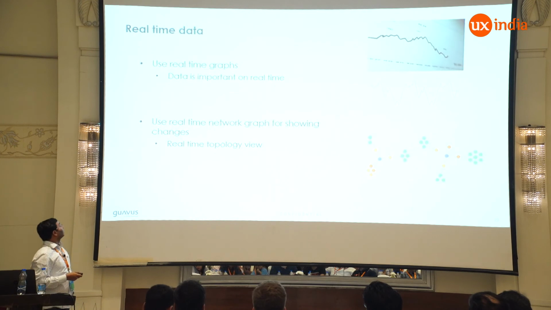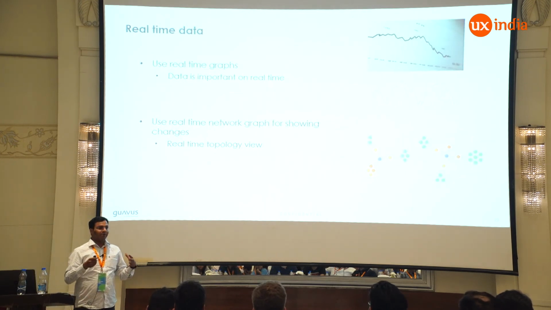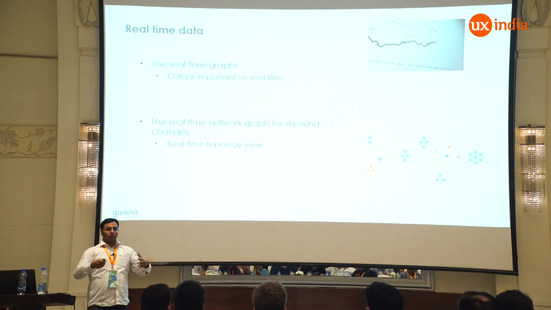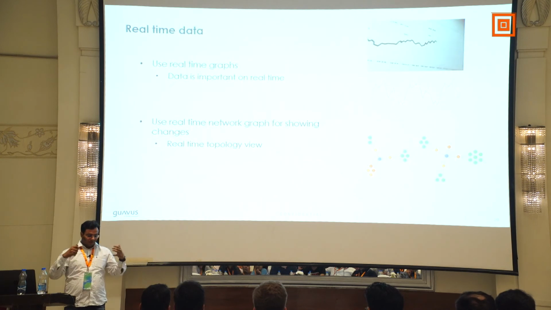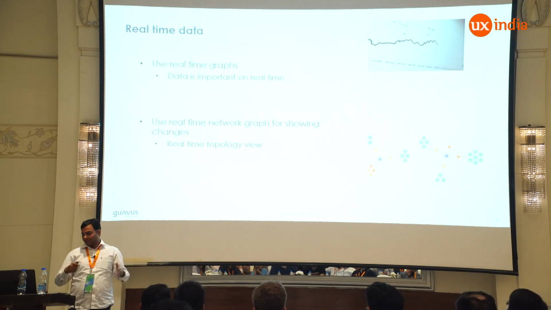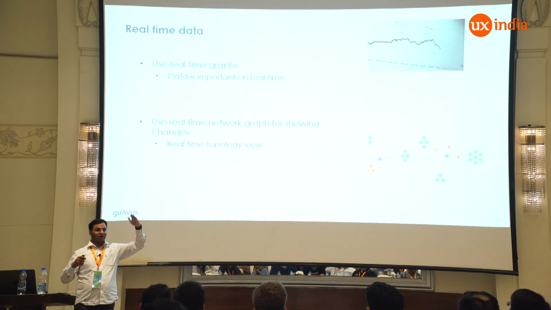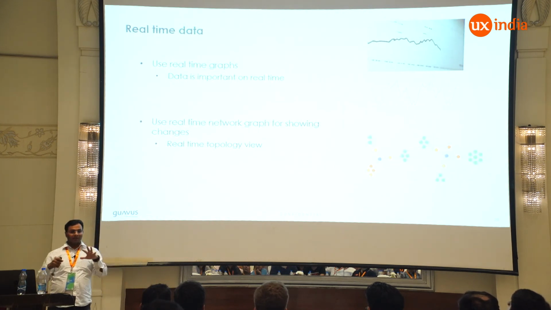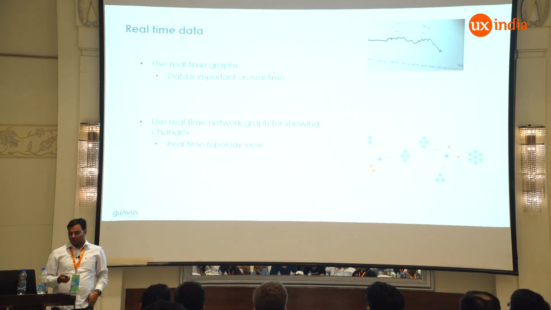Real-time graphs. Sometimes in the big data space, data is very important at that crucial moment, so you have to make sure data is coming in real time. Use bar graph, line graph, whatever, but in real time. And sometimes if you're using a network topology, like I have used in Network Load Advisor, you have to show the real growing network, what is happening, what is the current state of the system. So that is the thing.